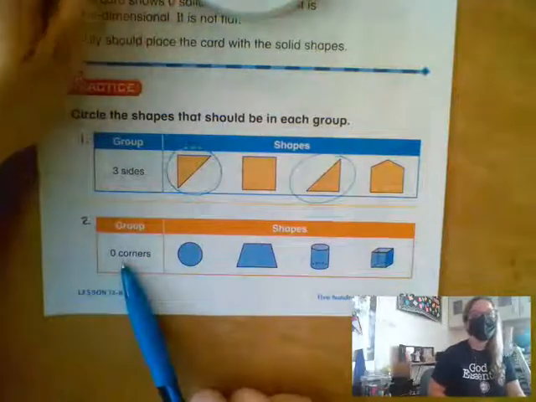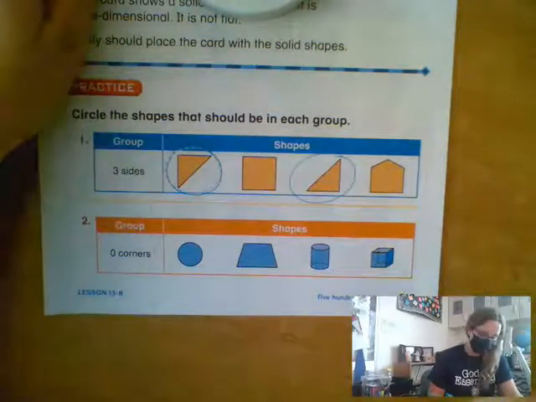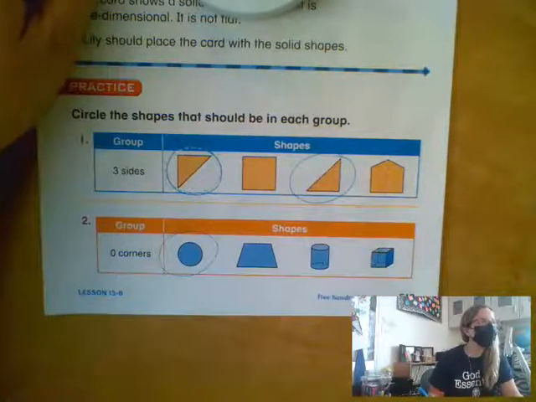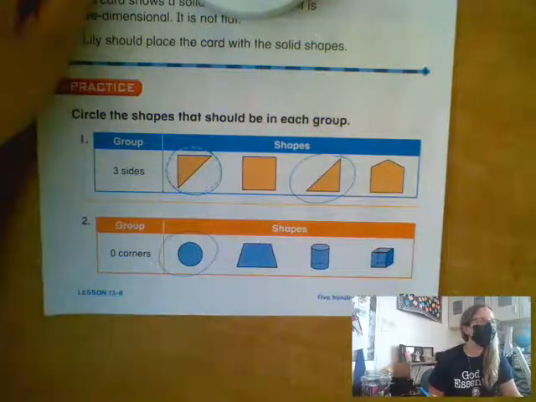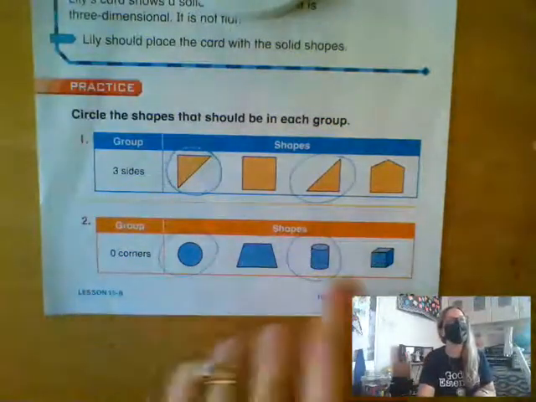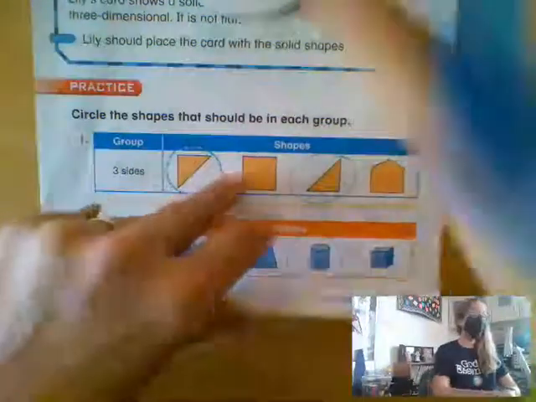Mateo, the next one says circle the group with 0 corners. Which shapes have 0 corners? The circle and the cylinder. Good job. So you should circle this. You should circle the circle and the cylinder. Get a different one. All right, here we go.